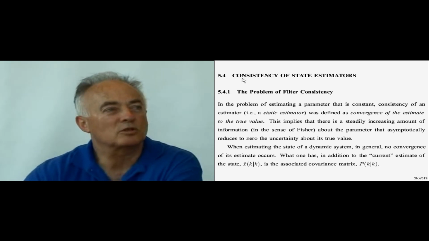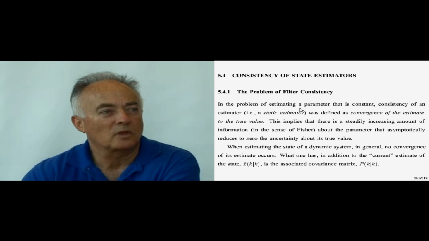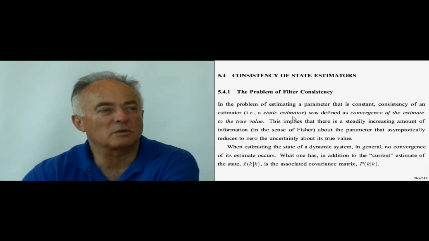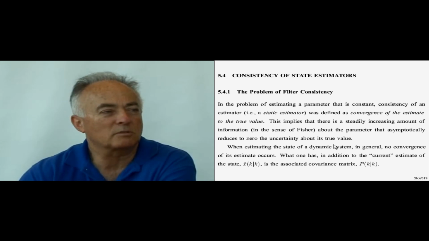The next problem to consider is consistency of the state estimator for a dynamic system. Filter consistency. When we're estimating a parameter which is constant, the definition of consistency for such a static estimator was convergence of the estimate to the true value. This implies that there is a steadily increasing amount of information in the sense of Fisher about the parameter we are estimating, which eventually asymptotically will reduce to 0 the uncertainty about its true value. When estimating the state of a dynamic system, because it keeps varying, we cannot expect convergence of the estimate. What we have is a current estimate, x hat kk, and an associated covariance matrix, Pkk.